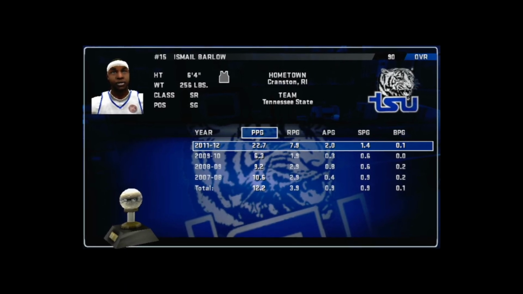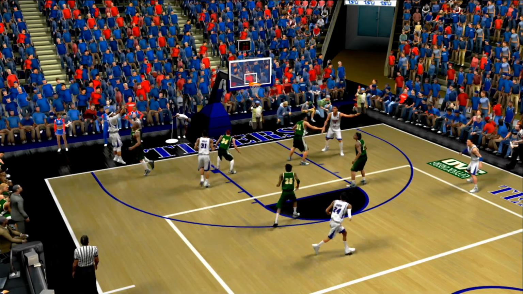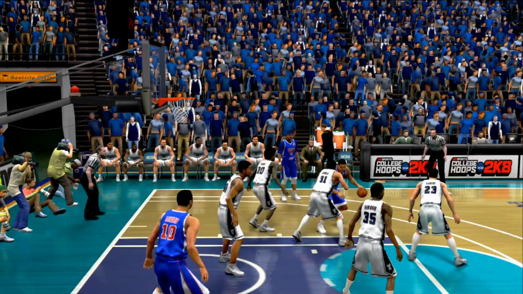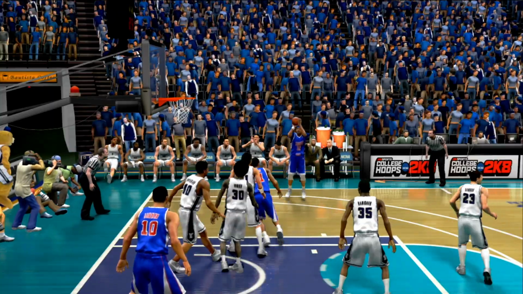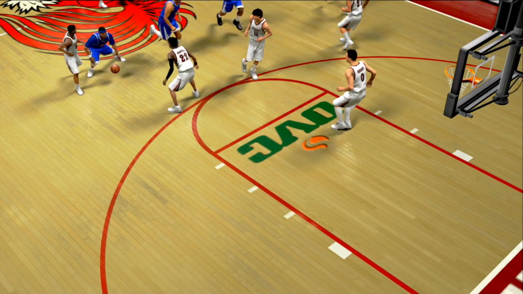But here we have Ismael Barlow, who's a big, bulky, strong 6'4" scoring guard who was a late bloomer, coming into his own after transferring for his senior year to average 23 points and 8 rebounds. His age might hurt him a bit. If you want his full story, just go watch my legacy mode videos, but I'm just focusing on the draft class feature here.